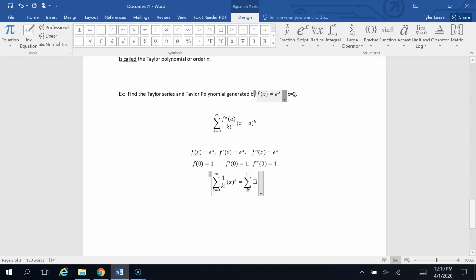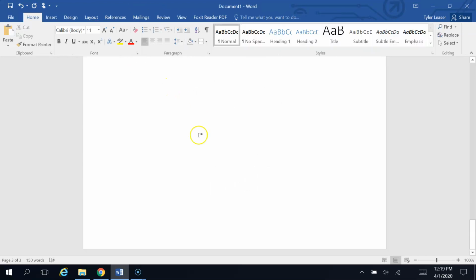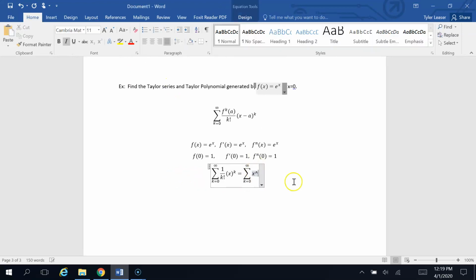Just to put that on top, this is how most people write it out. We're going to have x to the k just divided by k factorial. And if you wanted to write out a few of the terms here, this as a sum is what we call the Taylor series. If I wanted to write out the Taylor polynomial, I'll do it on the next line down.